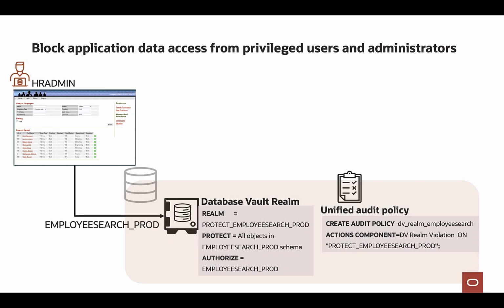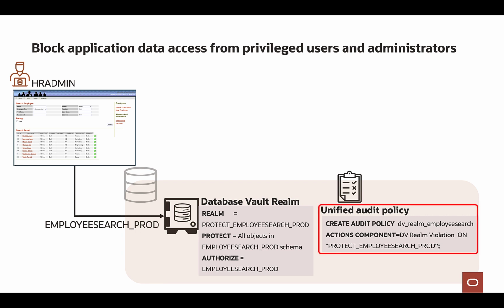To block application data access from privileged users and administrators, you have configured a Database Vault Realm to protect all the objects in the Employee Search Prod application schema. And only the Employee Search Prod schema owner is authorized to access the Realm objects. Any violation of the Realm access is audited by a Unified Audit Policy.